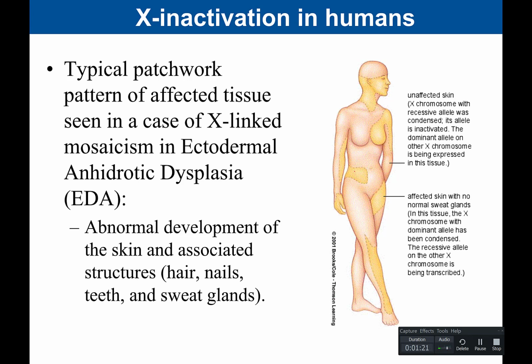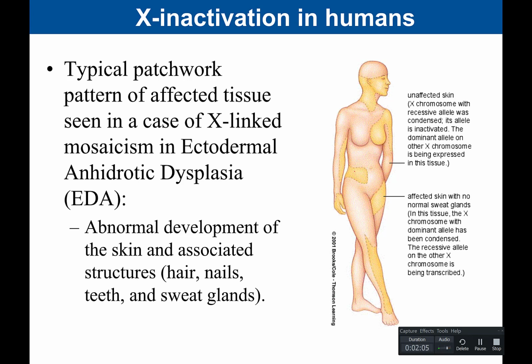Individuals tend to have sparse scalp and body hair. They might have missing teeth or teeth that are small and pointed. They have a reduced ability to sweat because they have fewer sweat glands. A problem with the inability to sweat is that it can lead to dangerously high body temperatures, particularly in hot weather. They lack the ability to cool down properly because of these missing sweat glands. And the severity of this depends on which X chromosome is randomly inactivated in which cells.